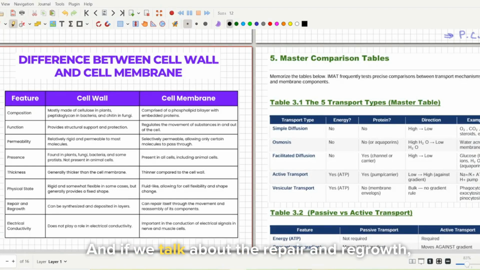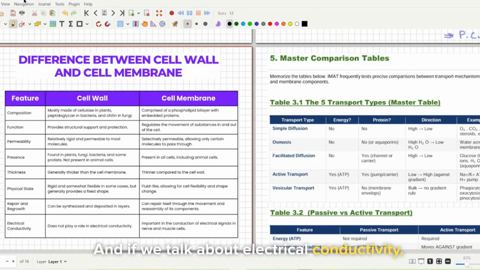And if we talk about the repair and regrowth, then cell wall can be synthesized, it can be deposited in layers, and it can be regenerated, while cell membrane can also be repaired through the movement and assembly of its components. So they both can be repaired.